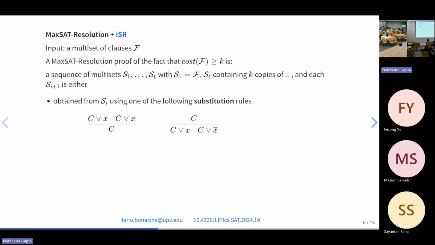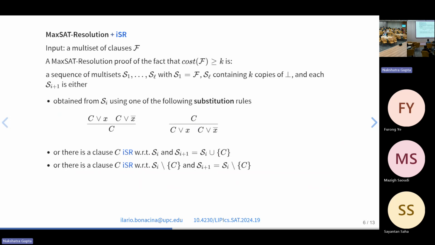In the context of SAT, the base system is resolution, and then we add this redundancy. In this context, we could consider MaxSAT resolution, and then add redundancy rules. MaxSAT resolution takes as input a set or multi-set of clauses, and a proof is a certification that the cost is at least some number k: a sequence of multi-sets. You start with the first multi-set and end with the last one with k copies of the false clause, and you go from one to the next by applying either a symmetric cut or a symmetric split. So this is MaxSAT resolution.